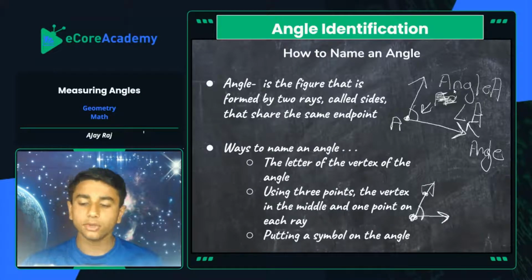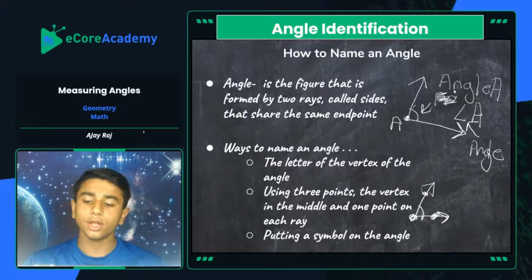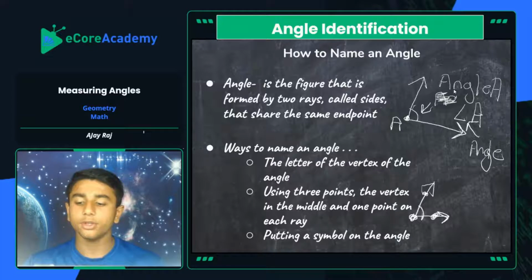Say, for example, there's 1 point on this ray here, 1 point at the vertex, and another point on the opposing ray. If you look at that relationship, you can identify the angle by utilizing these 3 points to identify the specifics of the angle. For example, you put A for this point here, B for this point, and C for this point over here. Now, the name of this angle would be angle ABC.